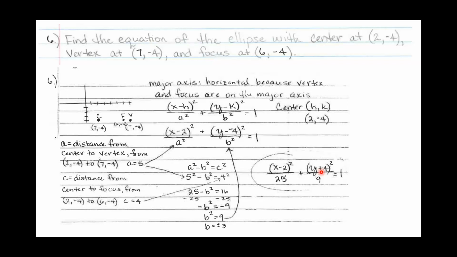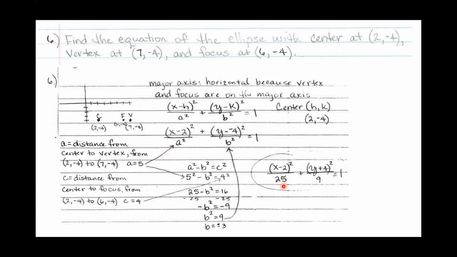All right, now we just need to find A and B. So A is the distance from the center to the end of the major axis, from the center to the vertex. So my center was at 2. My vertex was at 7, so the distance between 2 and 7 is 5, so A is 5. So if A is 5, I'm going to put that right here, and 5 squared is going to give me 25.